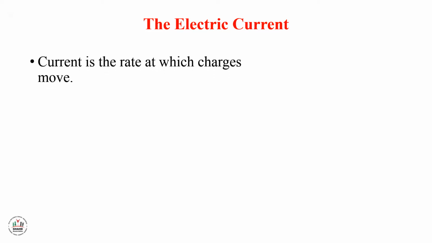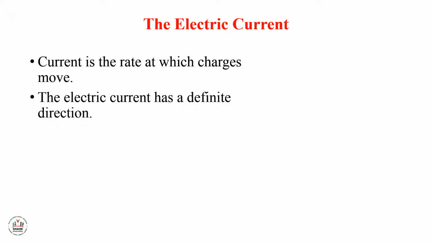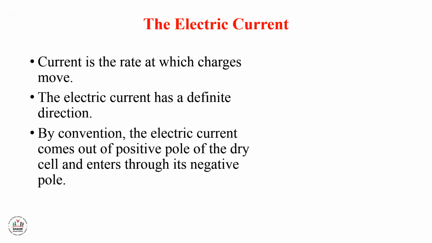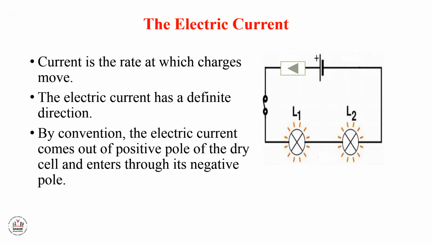Current is the rate at which charges move. The electric current has a definite direction. By convention, the electric current comes out of the positive pole of the dry cell and enters through its negative pole.